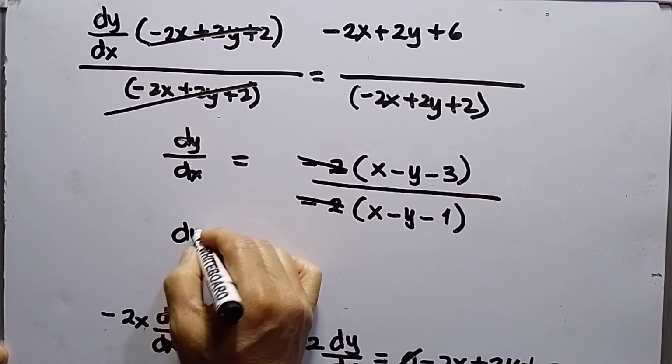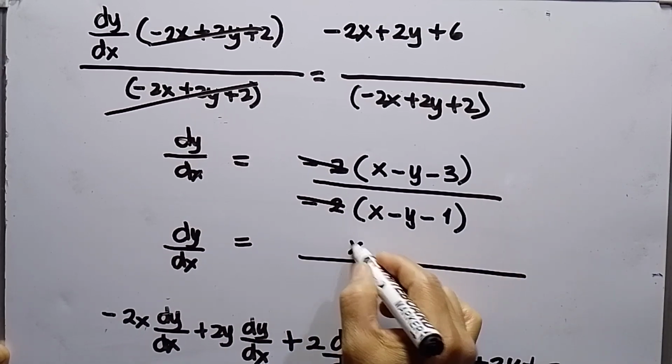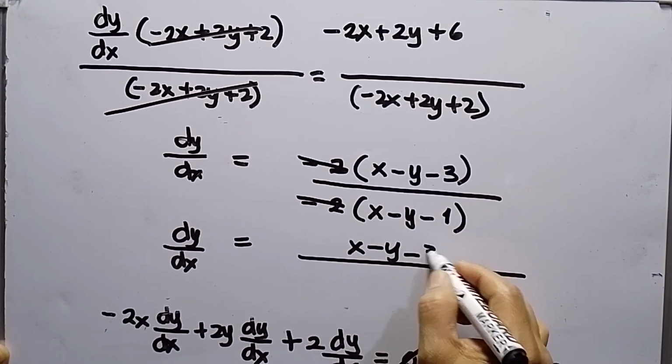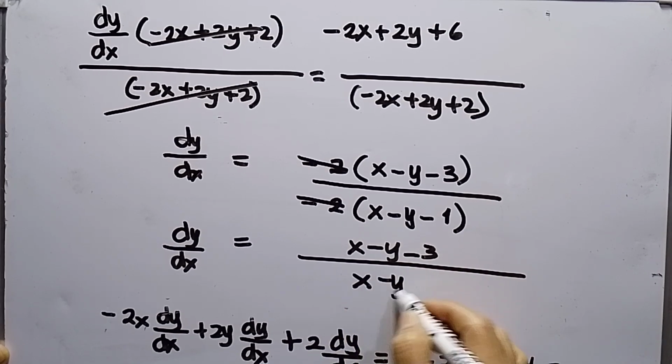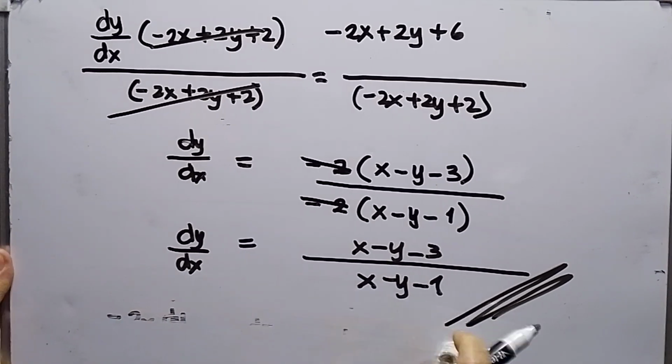So the final answer, dy over dx, is equal to x minus y minus 3 over x minus y minus 1. So this is my final answer, and that's all.